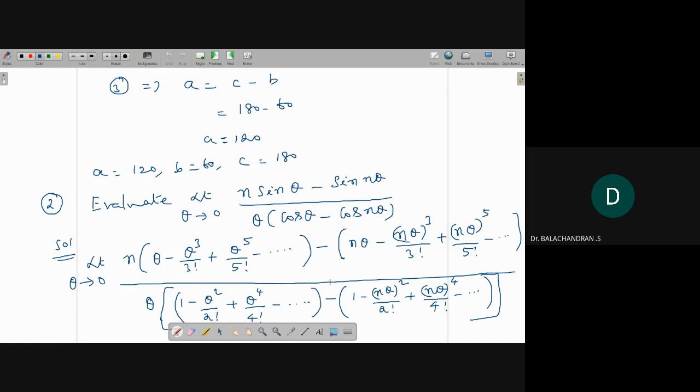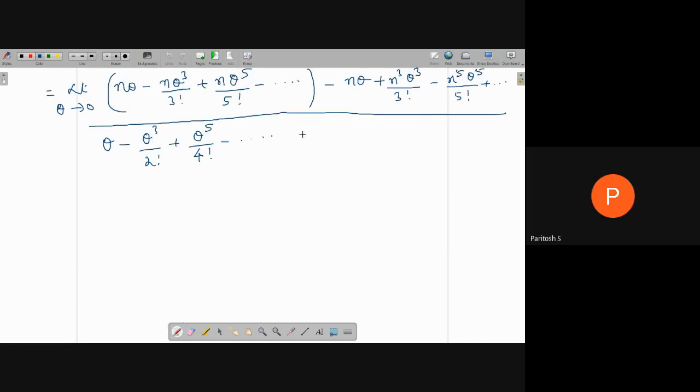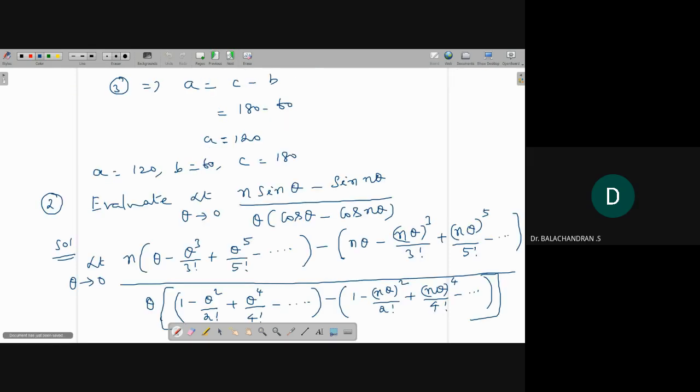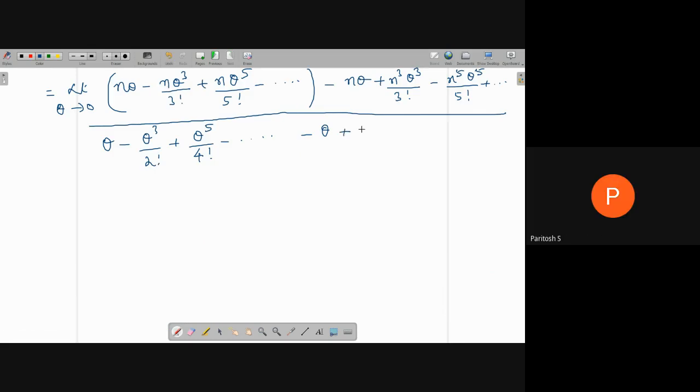Okay, and then here you have what? Minus theta, plus n square theta cube by 2 factorial, minus n power 4 theta power 5 by 4 factorial, and next plus and so on. You can cancel n theta and minus n theta. You can cancel theta and minus theta.